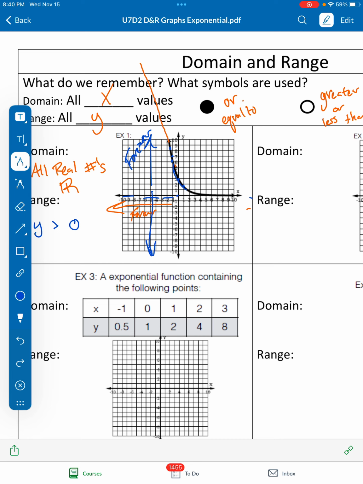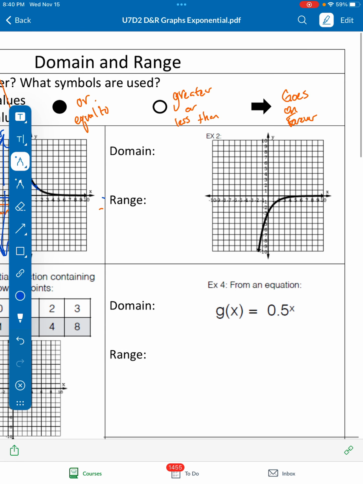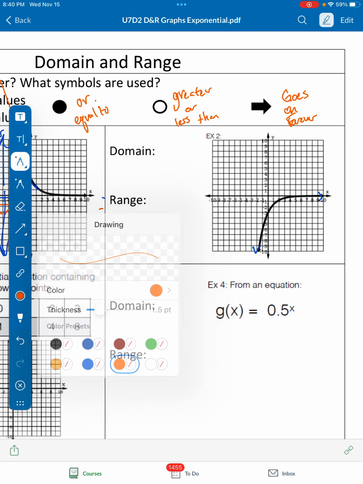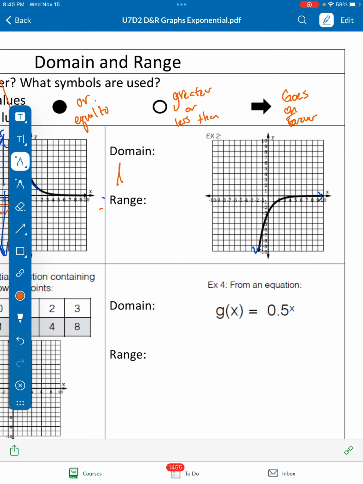The range will always be like this, but the number will change depending on where the asymptote is. So this number right here is very dependent on where the asymptote is. All right, so if you looked at this one, it's flipped upside down, but it's got 2 arrows, right? So since it has 2 arrows, the domain is all real numbers. It goes forever left and forever right.